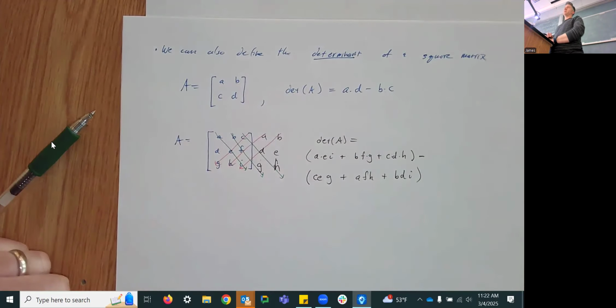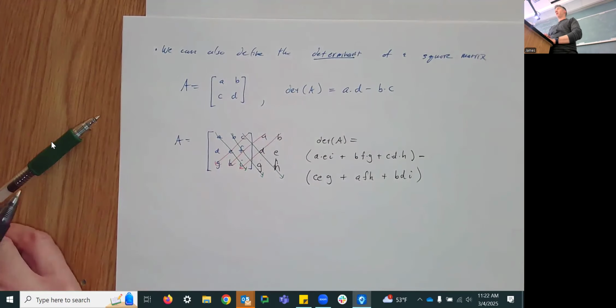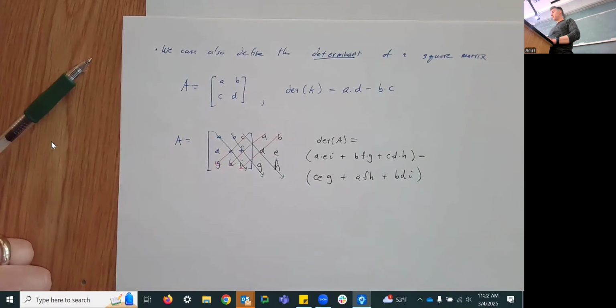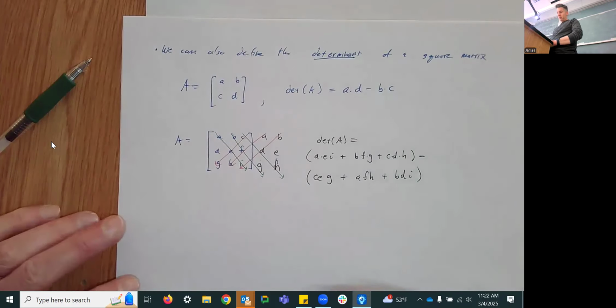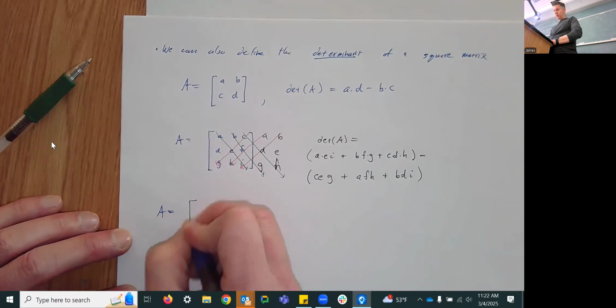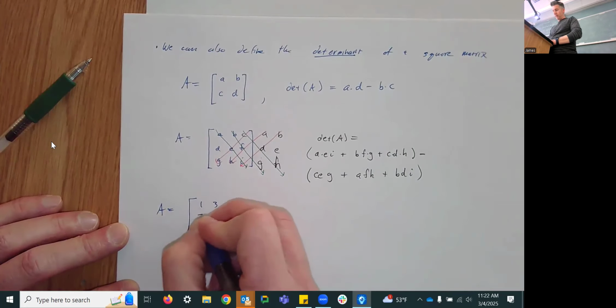And then for larger matrices, it just gets terrible. If he talks about determinants of larger matrices, let me know and we will talk about how you approach that. So for example, if A was equal to the matrix, again, 1, 3, 7, 8.